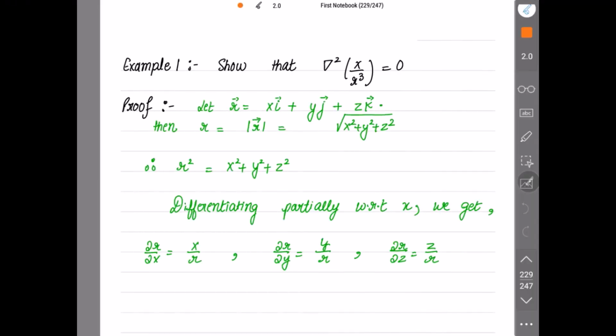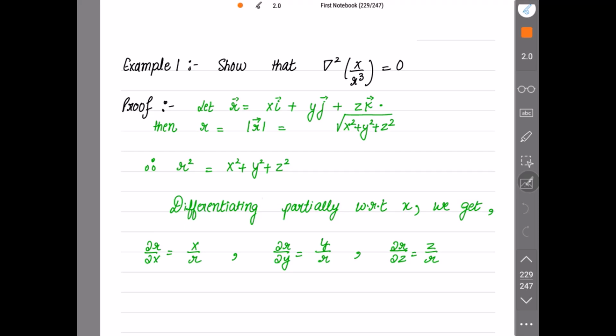Show that del square x over r cube is equal to 0. For this, I have to take my r vector to be equal to xi plus yj plus zk, and we all know that its magnitude is equal to under root of x square plus y square plus z square. If you take the square on both sides, we get r square is equal to x square plus y square plus z square.